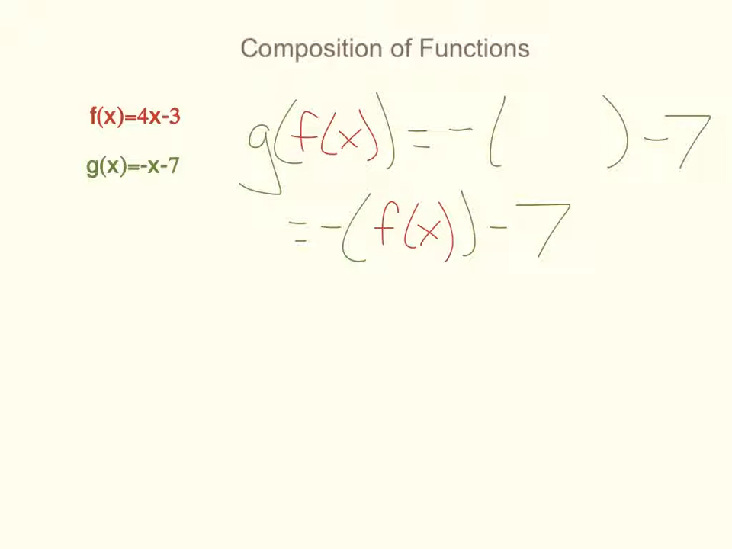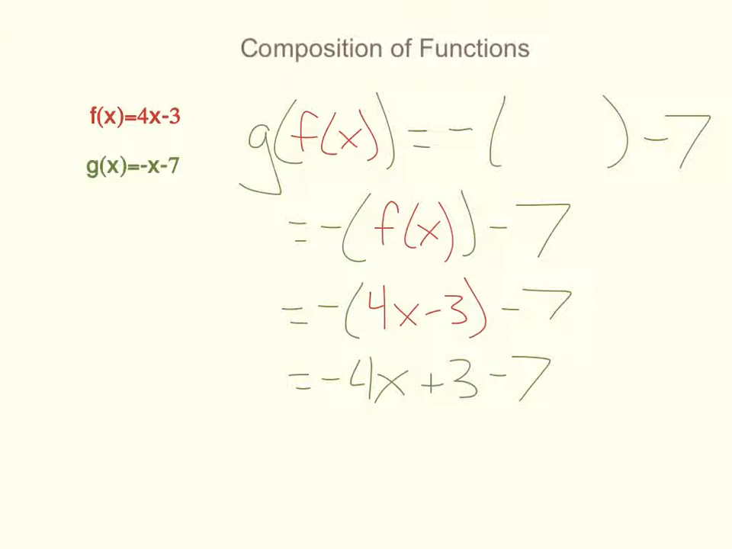Well, the f function is simply 4x minus 3. And then we're going to subtract 7. So again, whatever's going on out here, we better distribute. So when we evaluate g of f of x, it's going to be negative 4x, or when we simplify it rather, plus 3 minus 7. Now we're going to combine like terms. Negative 4x minus 4. And that's what g of f of x is.